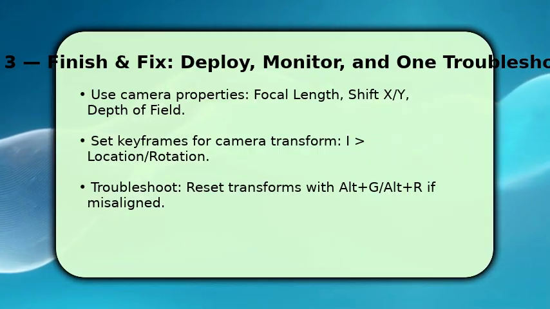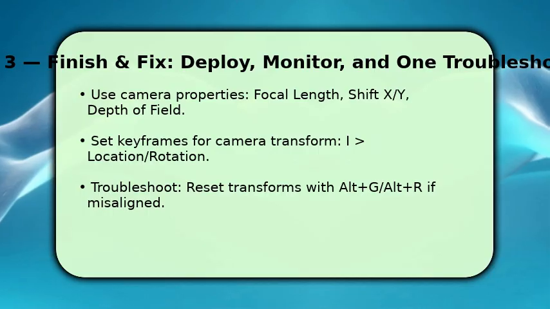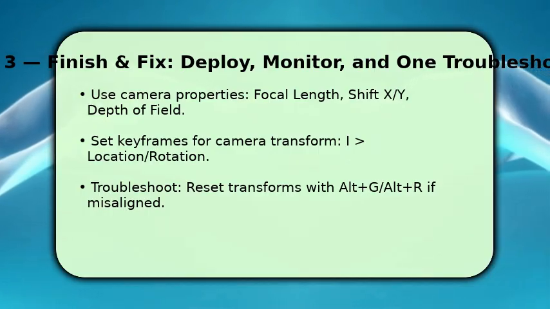If the camera behaves unexpectedly, make sure no constraints or parent objects are interfering. And if needed, clear transforms with Alt-G and Alt-R. Then reposition and reapply constraints carefully to fix alignment issues.